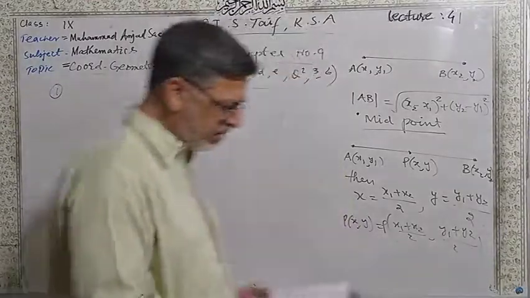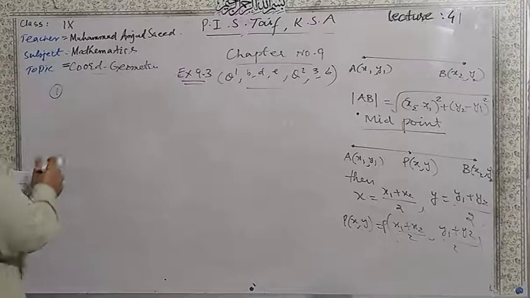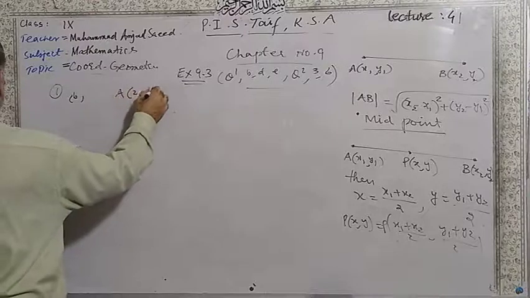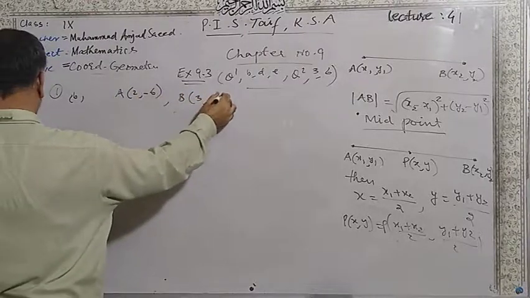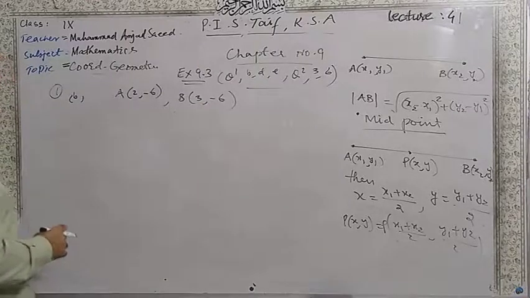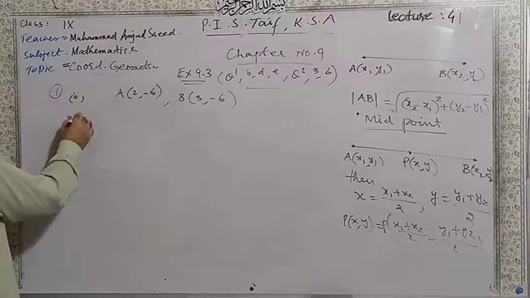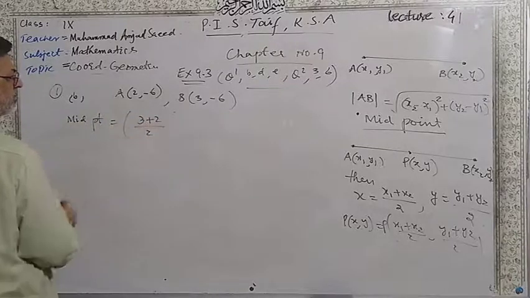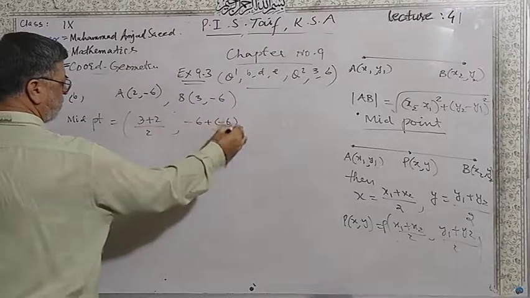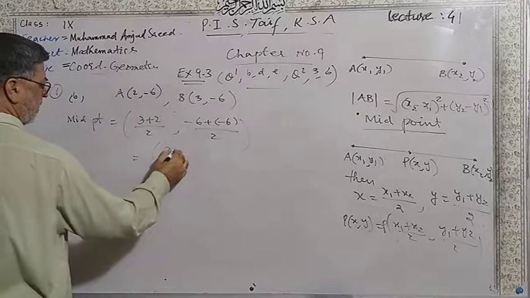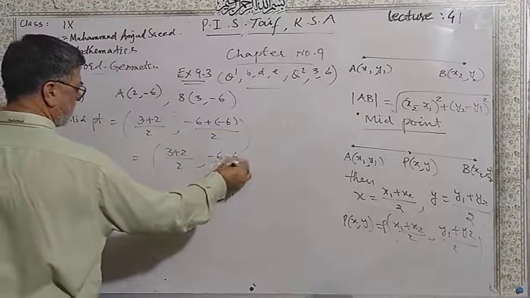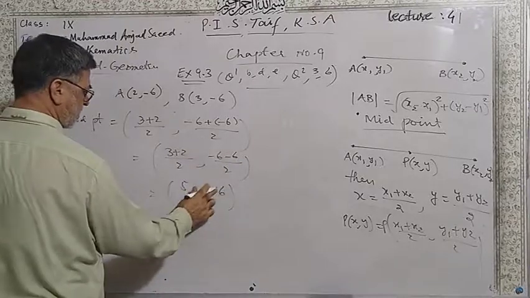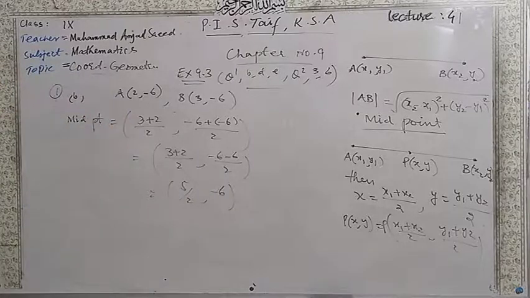Question number 1. Find the midpoint of the line segment joining the pair of points. That is, A is (2, minus 6) and B is (3, minus 6). What is the midpoint of AB? First plus first over 2, second plus second over 2. Here it is 3 plus 2 over 2, which is 5 over 2, and minus 6 minus 6 over 2, that is minus 12 over 2, which is minus 6. Dear students, this is your answer. This is the midpoint.